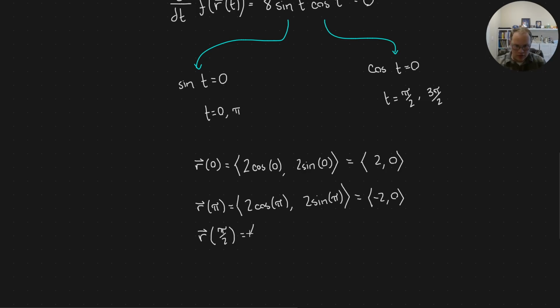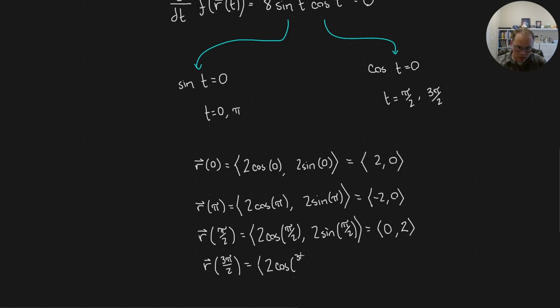R of pi over 2, we get 2 cosine pi over 2, 2 sine pi over 2. Cosine of pi over 2 is 0. Sine of pi over 2 is 1. So 1 times the 2 that's already there is 2. And then just one more value of t to plug in, 3 pi over 2: 2 cosine 3 pi over 2, comma 2 sine 3 pi over 2.